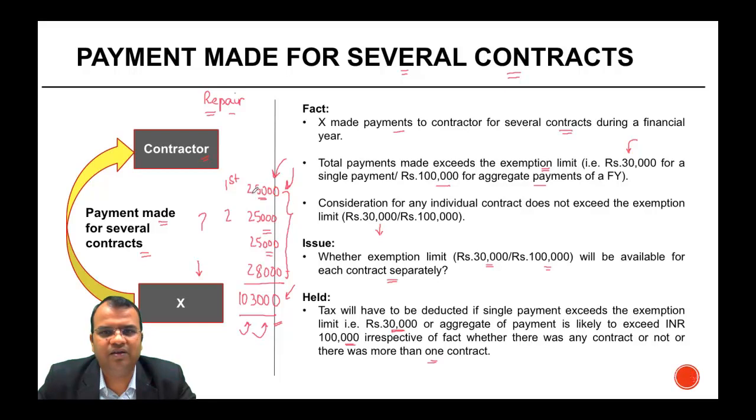Now what can happen here is that suppose the first and second contract are there. This is case 1 where the total amount is above 1 lakh. Case 2 can be that, let's say, the first contract was for 25,000, the second was for 28,000. The payment of these two was together made for 53,000. Now the single payment exceeds 30,000, right? Even though individually it is less than 30,000. Because it exceeds 30,000, here also the TDS will have to be deducted under section 194C.